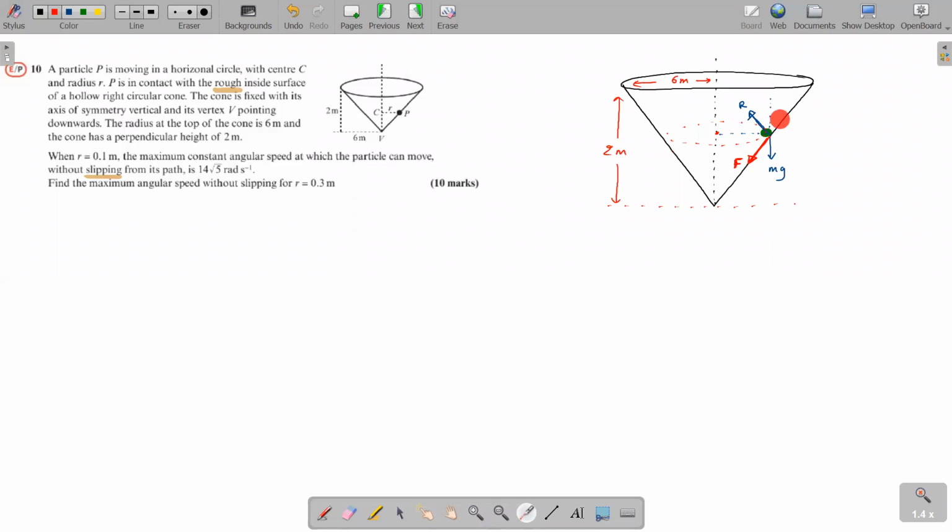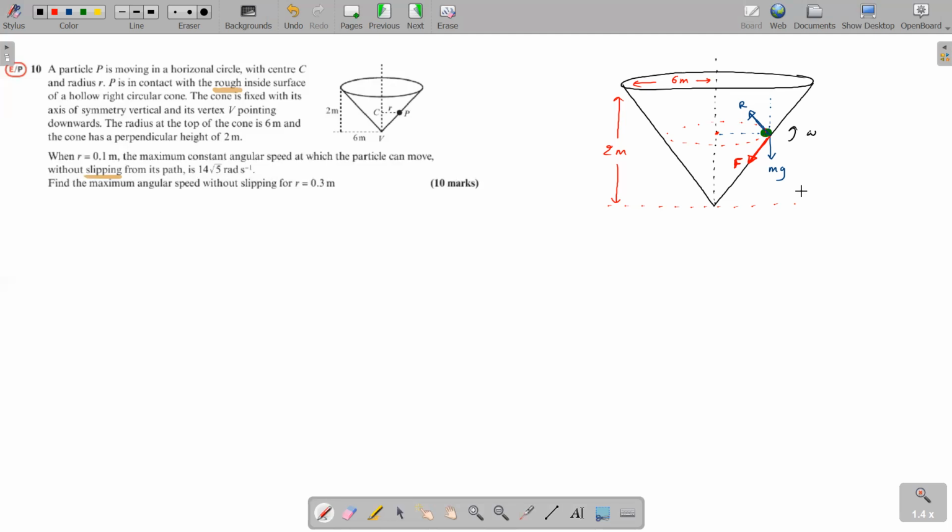In that case, the friction would act upwards. Okay, so the direction of friction is really important here because it tells you whether the particle is moving at the maximum speed or the minimum speed. All right, so this is the maximum speed, and let's say that's omega.